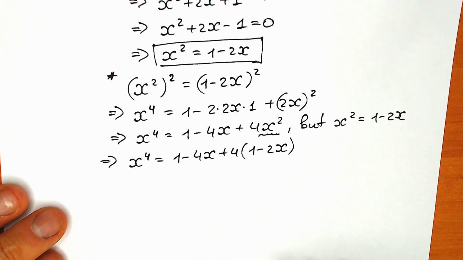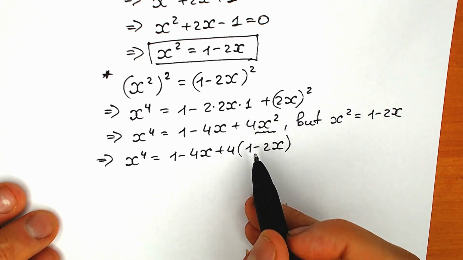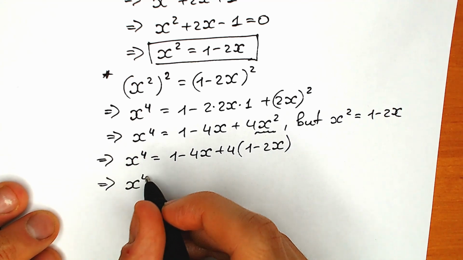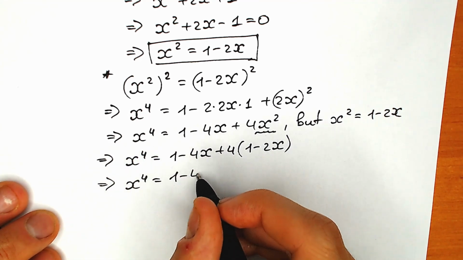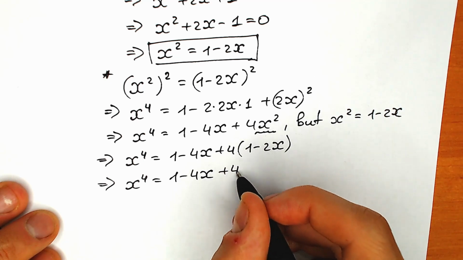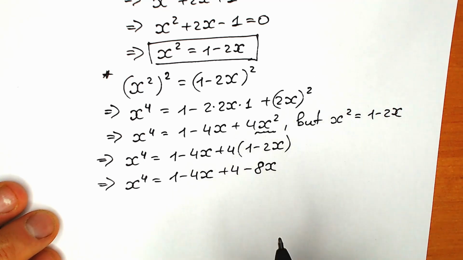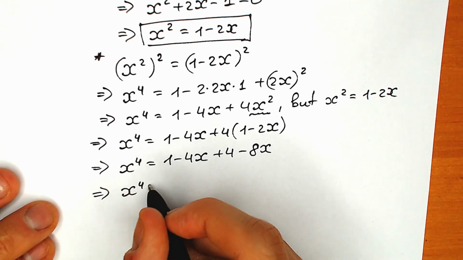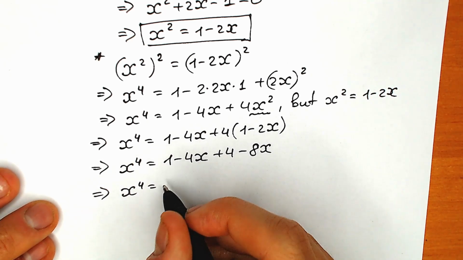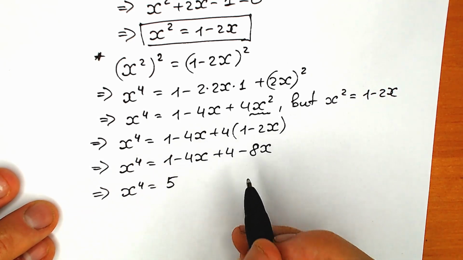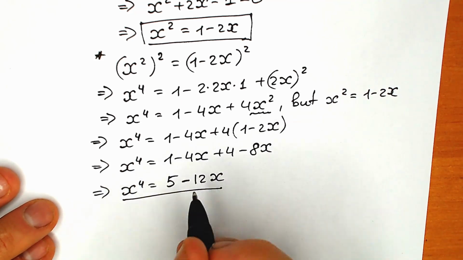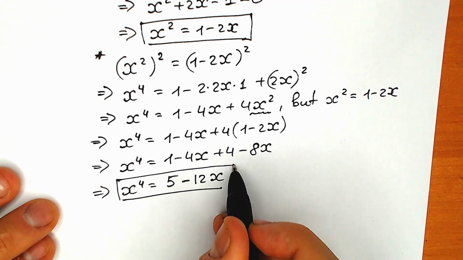Let's simplify this a little bit. This is much easier for us because we have the first power, not second. Okay, so as a result we have x to the power 4 equal to 1 minus 4x plus 4 minus 8x. Really great. And right now, let's simplify this. So x to the fourth equals, we can add the constants, 5, and minus 4x minus 8x equals minus 12x. So our x to the power 4 equals 5 minus 12x.